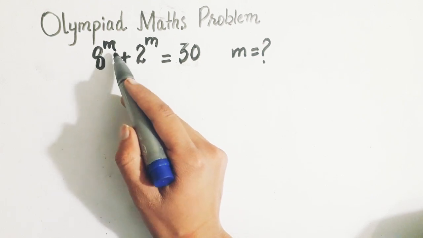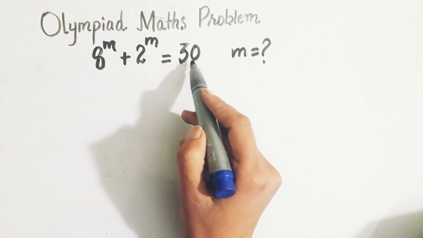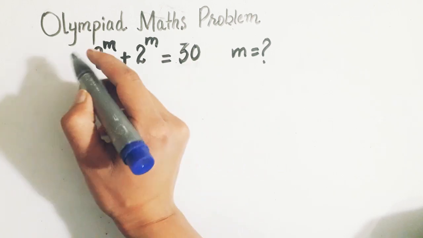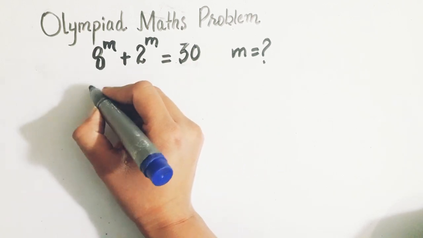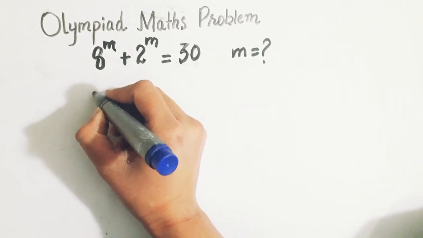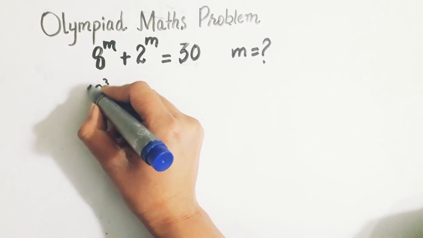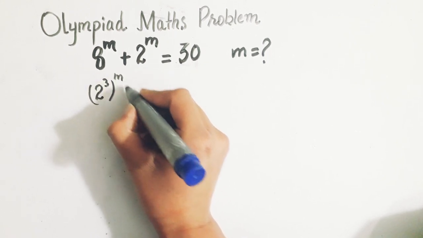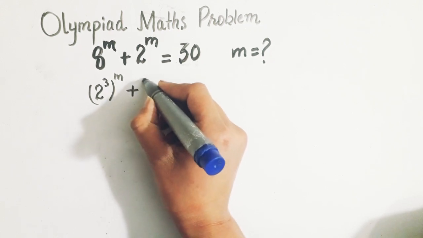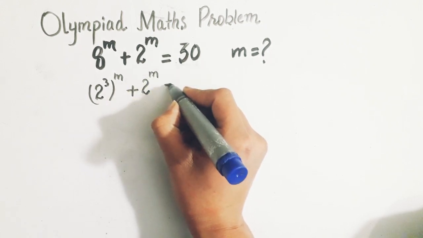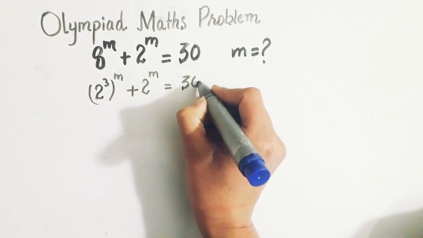That is 8 raised to power m plus 2 raised to power m equals 30. You have to find the value of m. To solve this, we will write 8 raised to power m as 2 cube, and its power is m, plus 2 raised to power m equals 30.